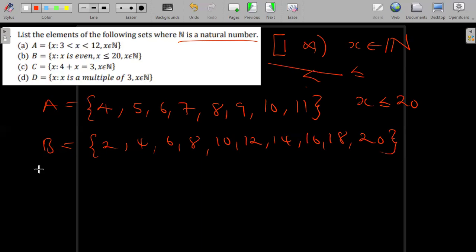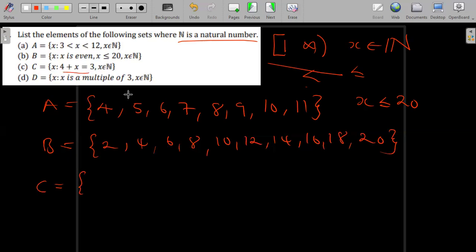So this here is going to be my set B. Then move on quickly to set C. So set C is given. It's saying set C is a set of x such that, so it's given by this equation.